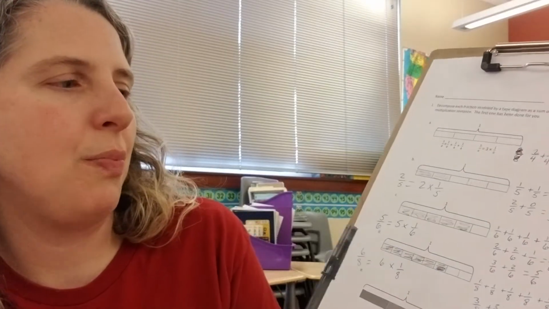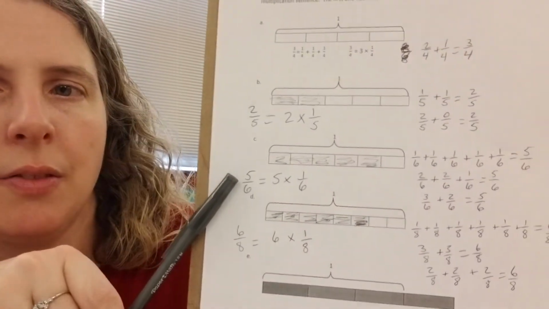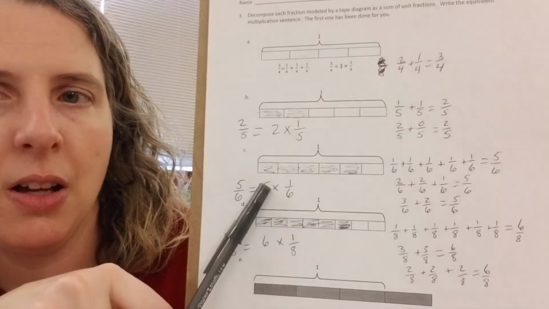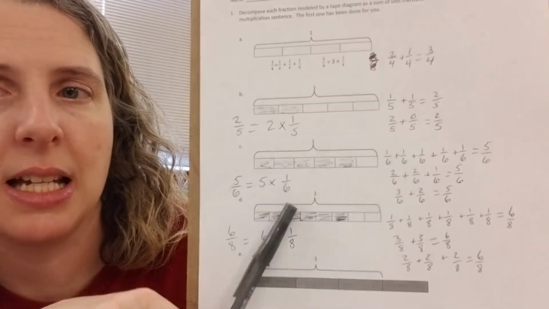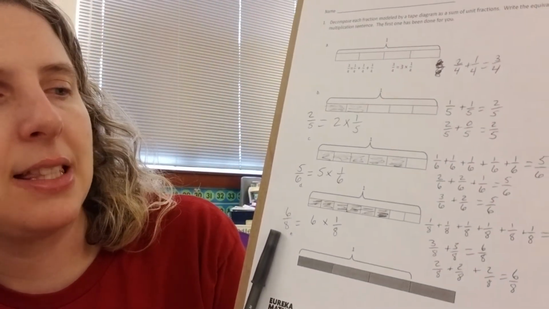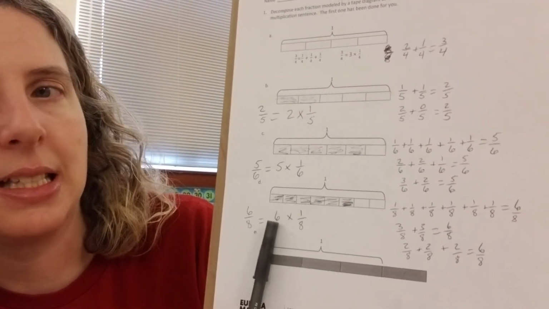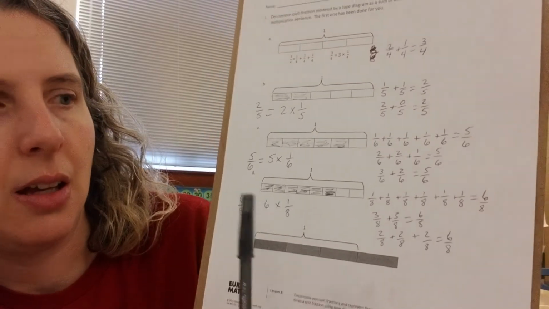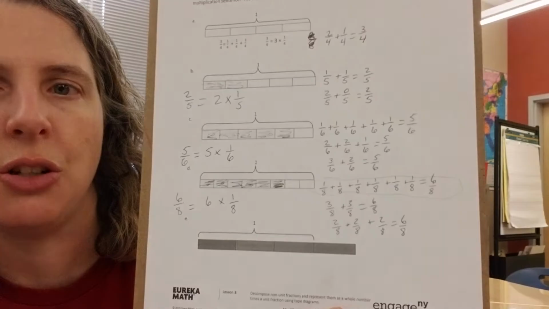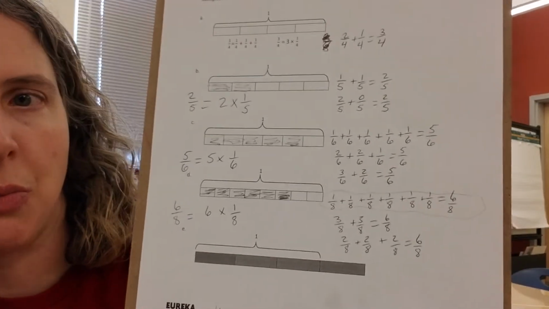Okay, let's check them. So letter C, you should have had 5/6 equals, how many 1/6 do you have? 5. 5 times 1/6. And then letter D, we have 6/8 there. That equals 6 times 1/8. Okay, you can see that it's the same as your repeated addition. Just turn that into a multiplication problem.